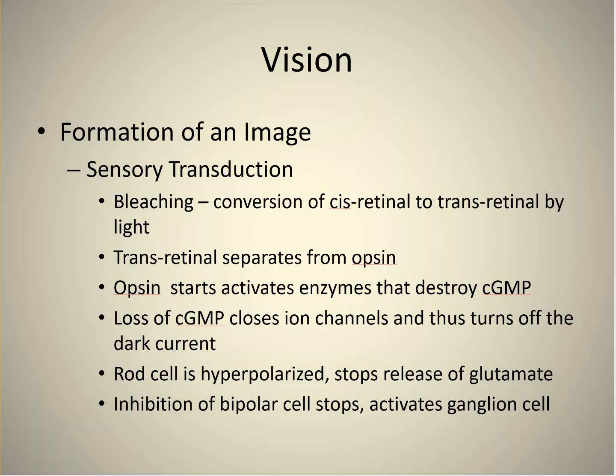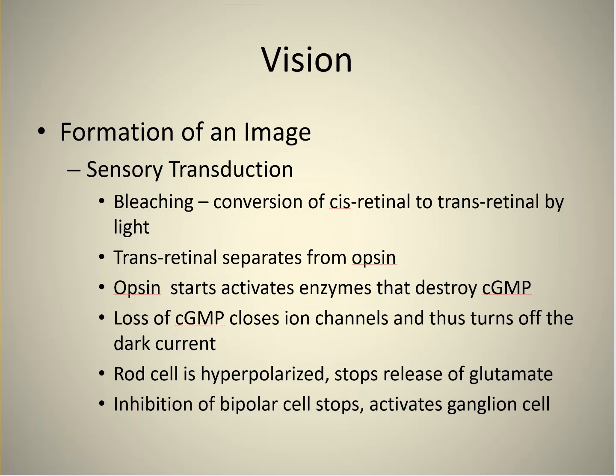The opsin now activates an enzyme that destroys cyclic GMP. And the loss of cyclic GMP closes ion channels and turns off what's called the dark current. This is something completely bizarre, again, in the sensory system. Your photoreceptors are depolarized. That is, they're turned on in the dark. In order to see, you have to turn them off. And that's what photons do. It closes ion channels, hyperpolarizes the rod cell, and this stops release of glutamate onto the bipolar cell.